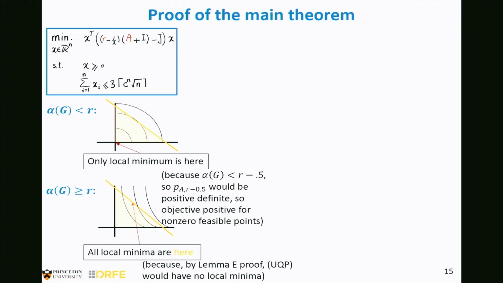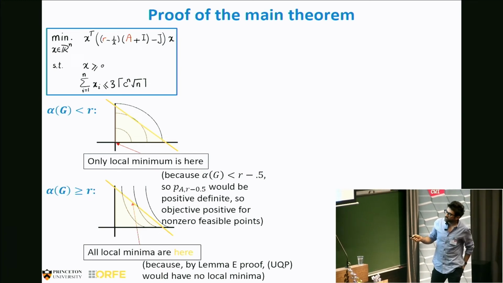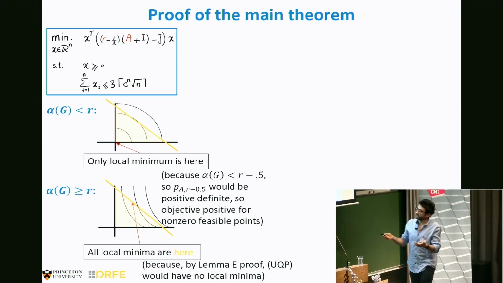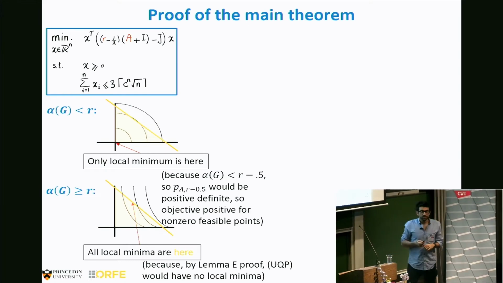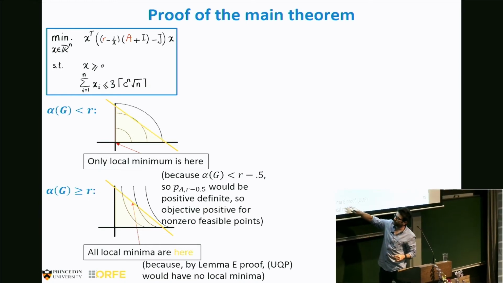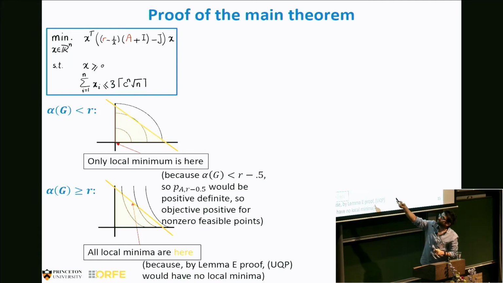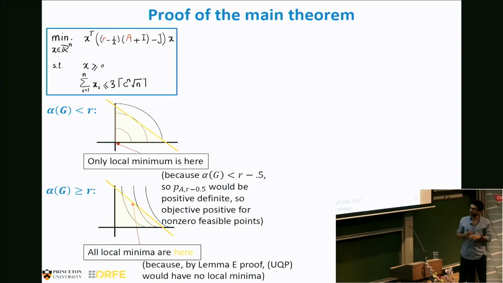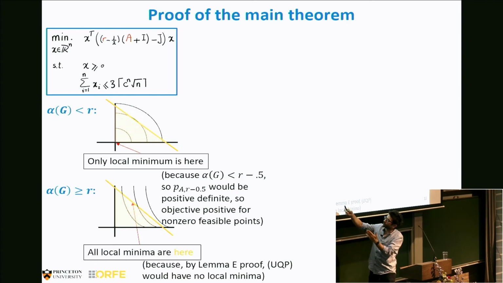If alpha is more than or equal to r, then I claim that all the local minima have to be on this orange line. So there could be multiple of them in this case, but they all have to saturate this last constraint. Why is that? That's because of the proof of the lemma on the unbounded QP. We just proved that if alpha is more than r, and you remove this last constraint, there are no local minima. That's what we proved, if you remember. So now that the feasible set is compact, there have to be local minima.